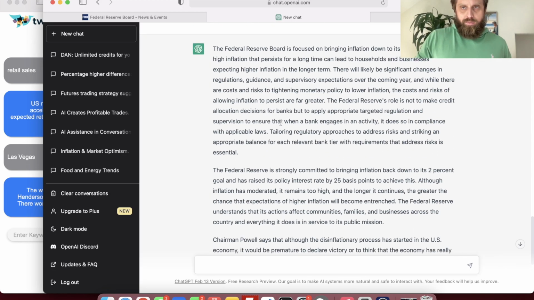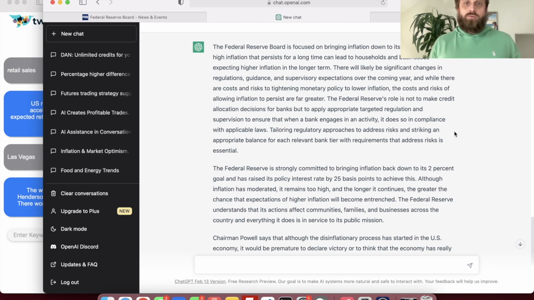Here's what ChatGPT has to say. The Federal Reserve Board is focused on bringing down inflation to its 2% goal. High inflation that persists for a long time can lead to households and businesses expecting higher inflation in the longer term. There will likely be significant changes in regulations, guidance, and supervisory expectations over the coming year. And while there are costs and risks to tightening monetary policy to lower inflation, the costs and risks of allowing inflation to persist are far greater, which means they're probably going to raise rates. The Federal Reserve's role is not to make credit allocation decisions for banks, but to apply appropriate targeted regulation and supervision to ensure that when a bank engages in activity, it does so in compliance with applicable laws.